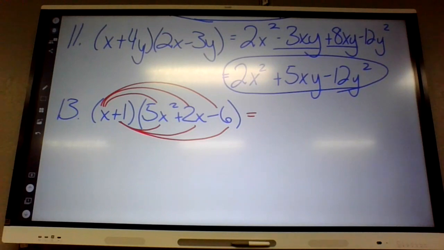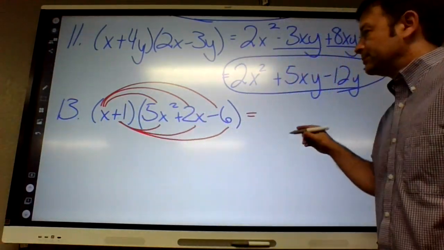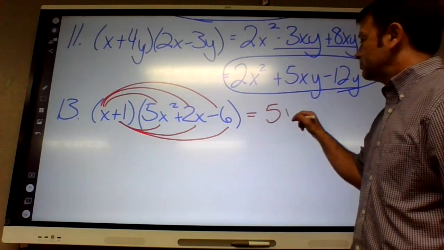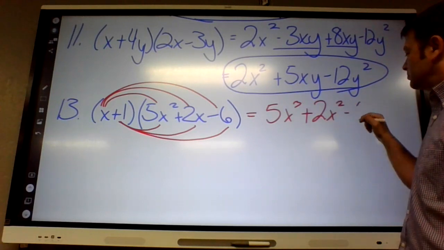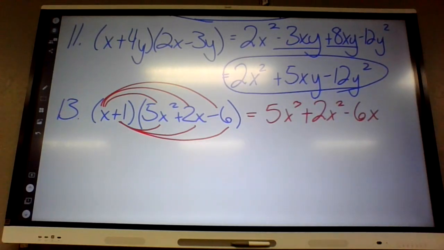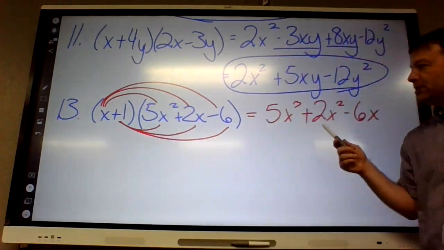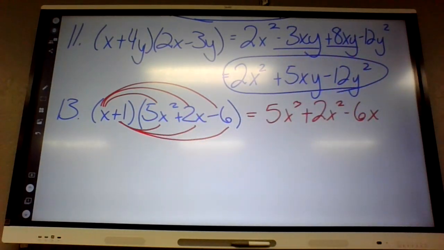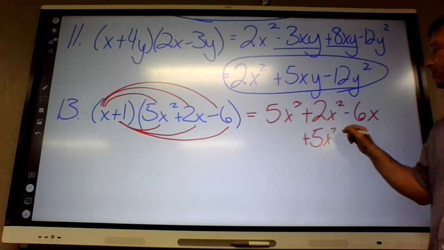So Shelby, what if we multiplied x times all of these, what would we get? 5x cubed plus 2x squared minus 6x. Okay, yeah, so all the x's just went up 1. Remember when you multiply x times x, you just add the exponents? So x squared became x cubed. Okay, and then Shelby, if we multiplied all those times 1, what would we get? The same. Right, it'd be the same thing, so it's 5x squared plus 2x minus 6.